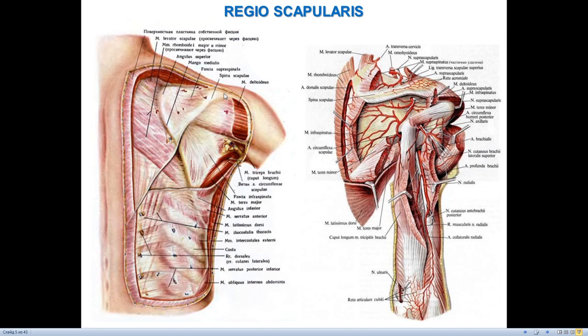Infraspinous space. It's formed by the fossa of the same name, fossa infraspinata, and the infraspinous fascia, fascia infraspinata. Here there is also a muscle, the infraspinous muscle.